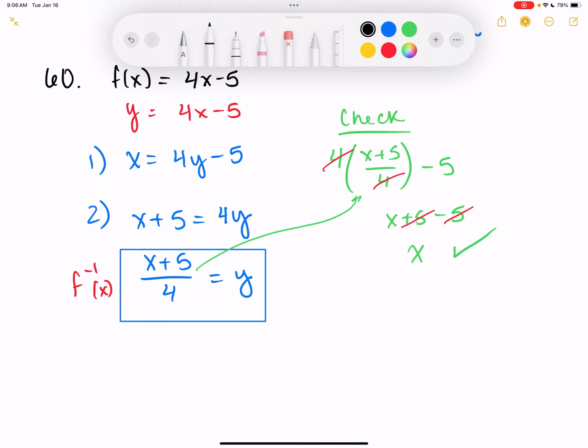All right, let's see. 64. F of x is equal to negative x cubed minus 2.